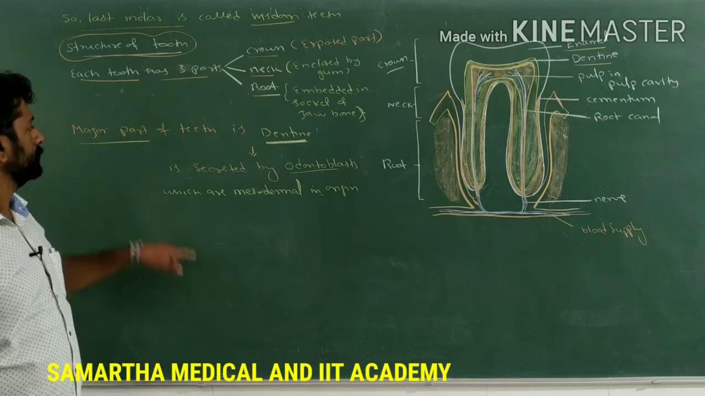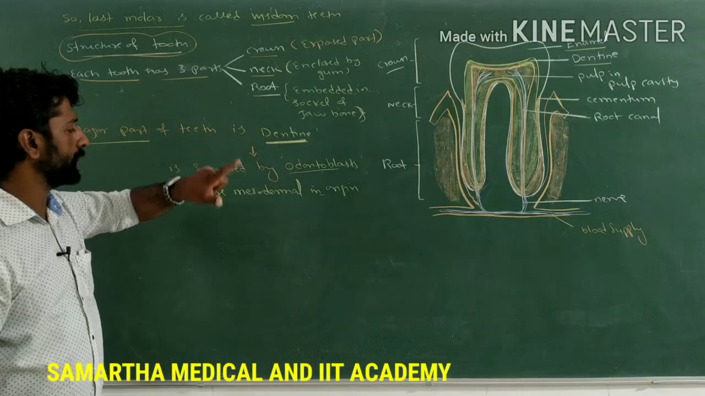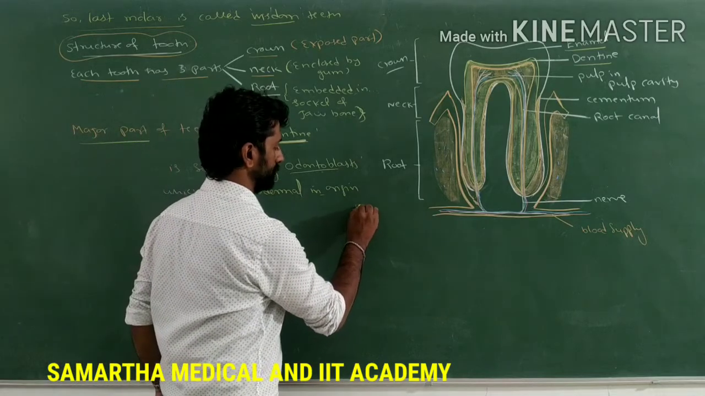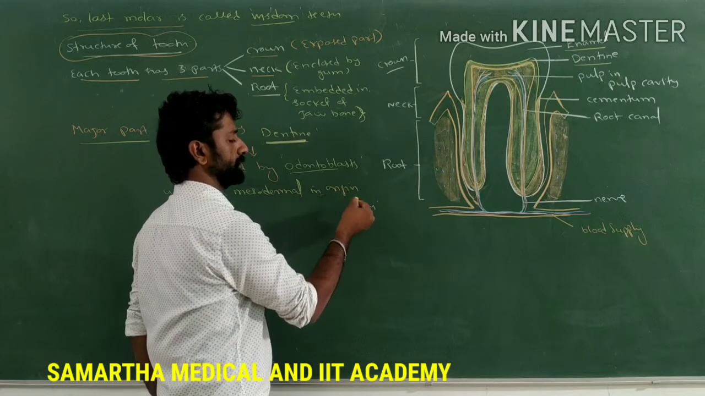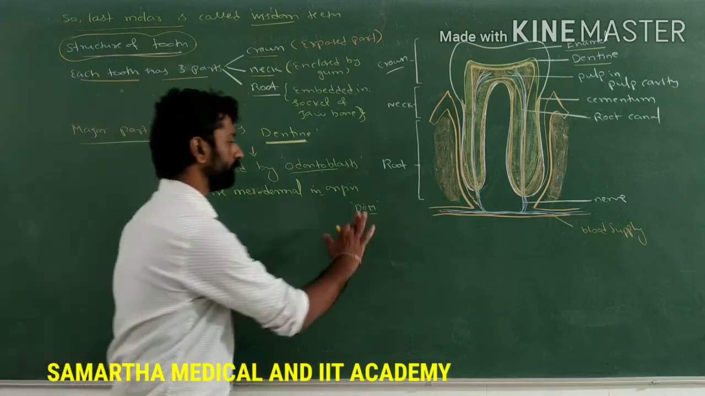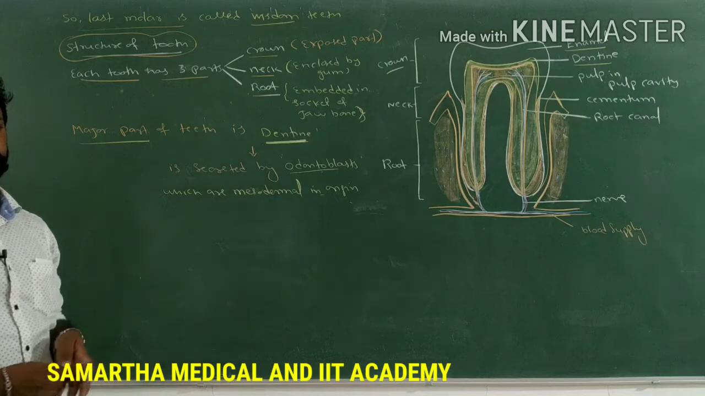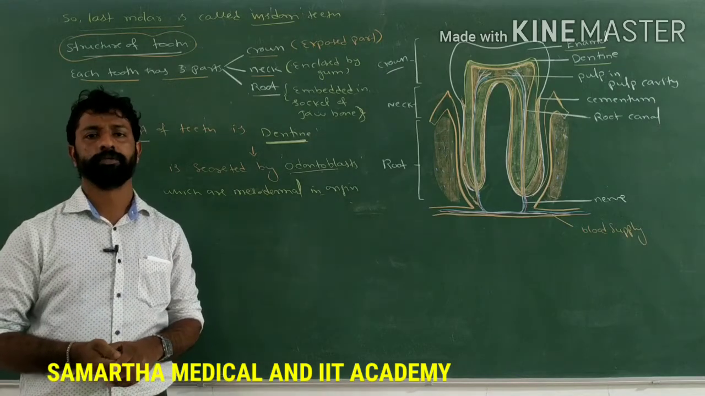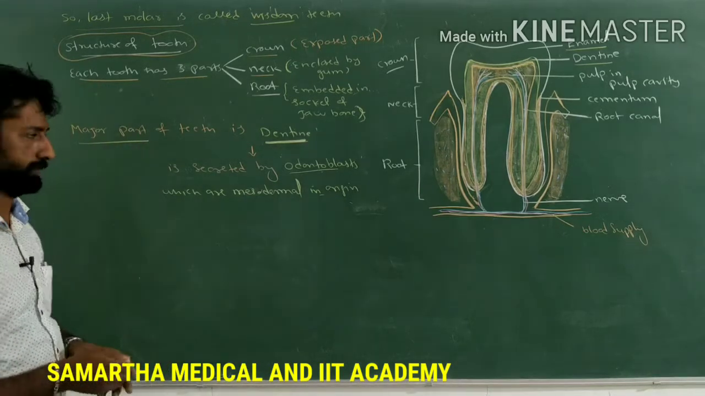So remember, dentine is secreted by odontoblasts, and odontoblasts are mesodermal in origin. You can easily remember this sequence with the term DOM: Dentine secreted by Odontoblasts, and they are Mesodermal in origin. DOM. Okay. And this one is very important for the NEET examination. Name the cells which are secreting dentine, the major part of the tooth, that is nothing but odontoblasts.